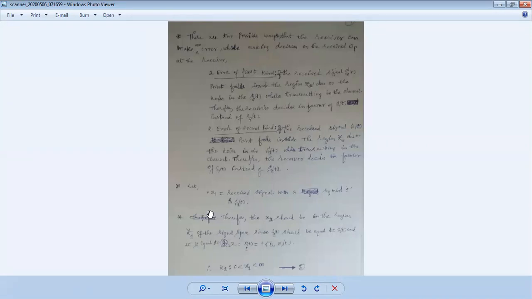A capital X or a small x is absolutely used for receivers. Let us say X1 is a received signal with a symbol equal to S1. For the receiver's prediction to be perfect, the transmitted message 1 has to be equal to the received message 1. This is possible by using the condition 0 less than X1 less than infinity.